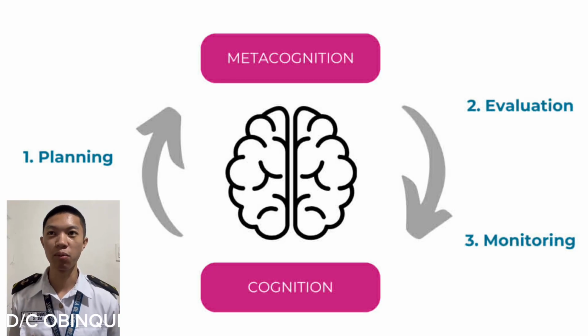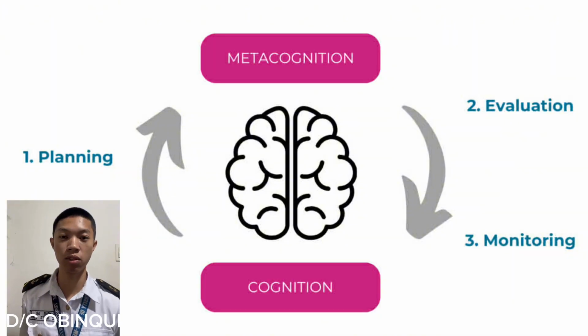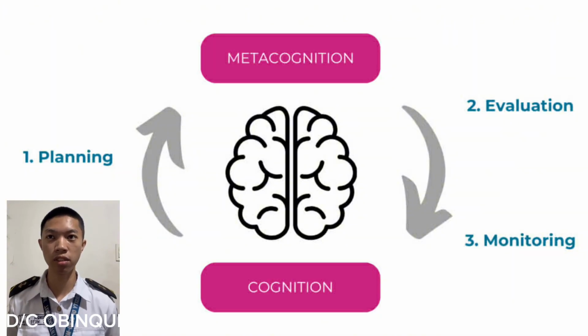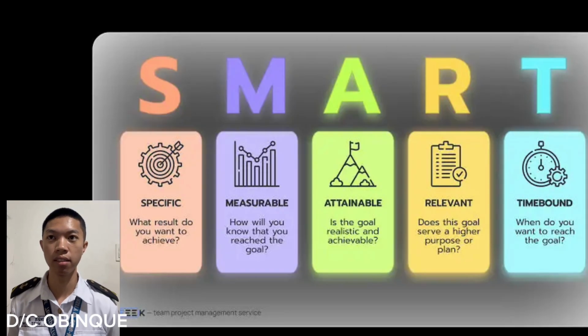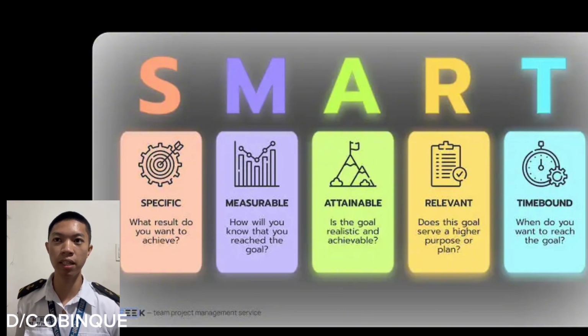Practical tools for self-regulated learning: planning, monitoring, and reflecting. First is planning. As students, we need clear goals. We can use the SMART method, which means specific, measurable, achievable, relevant, and time-bound. For example, instead of saying I will study, we can say I will review 2 lessons in 1 hour. We can also use a study planner to organize our tasks, set deadlines, and manage our time properly.